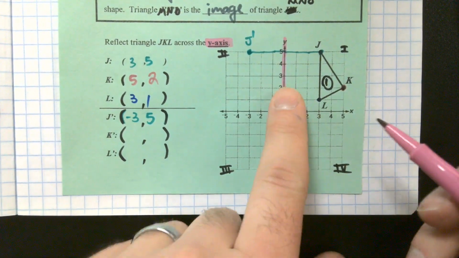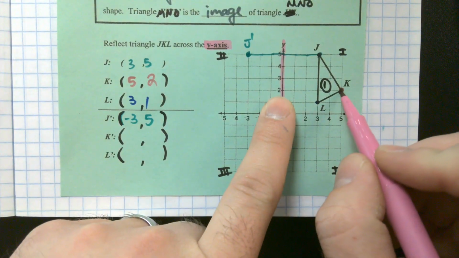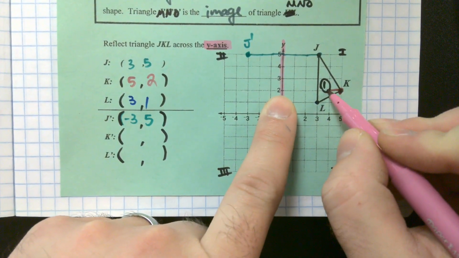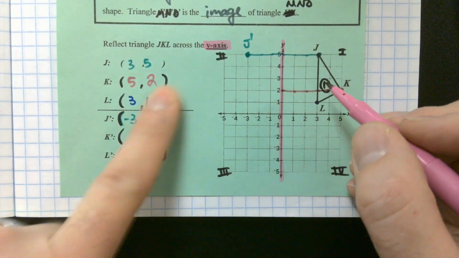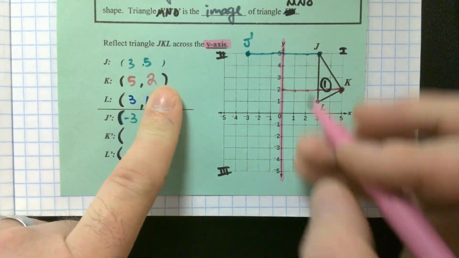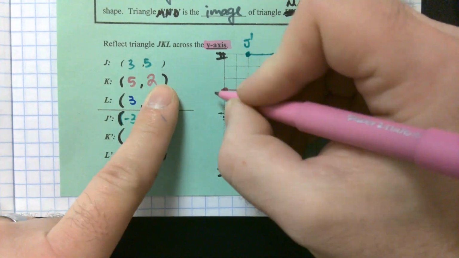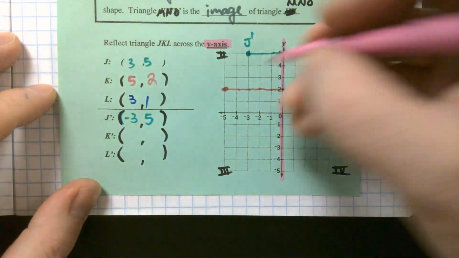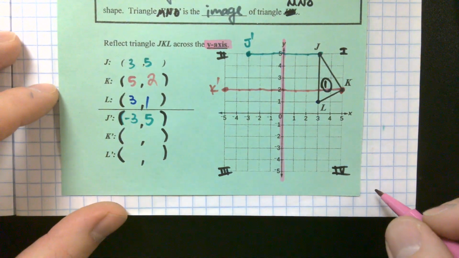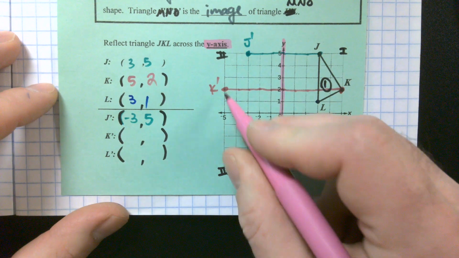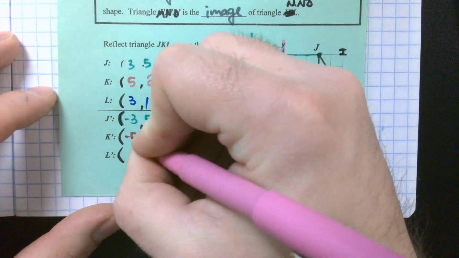What about K? How far away is point K from this pink line? 5 spaces away. 1, 2, 3, 4, 5. How many more spaces do I want to count? 5 again. 1, 2, 3, 4, 5. Boom. What can I call this new point? K prime. K prime is at negative 5, comma 2.